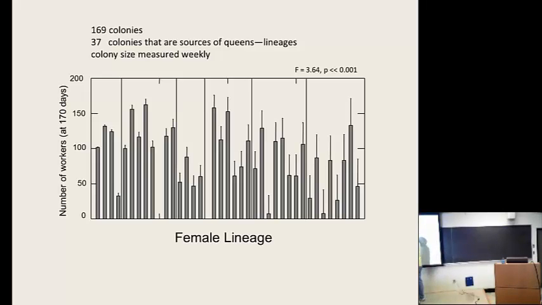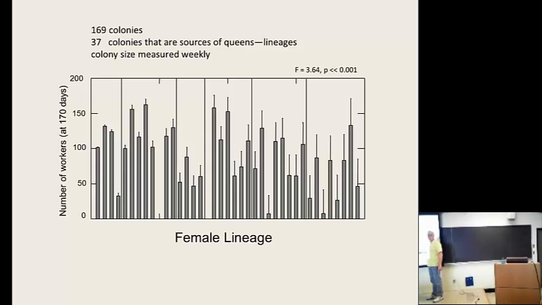From 169 colonies in this data set, 37 source colonies, so that's 37 different matrilineages. And what is summarized here is the average colony size of the colonies that are headed by queens that came from a particular source. We measure colony size weekly, but here at 170 days.